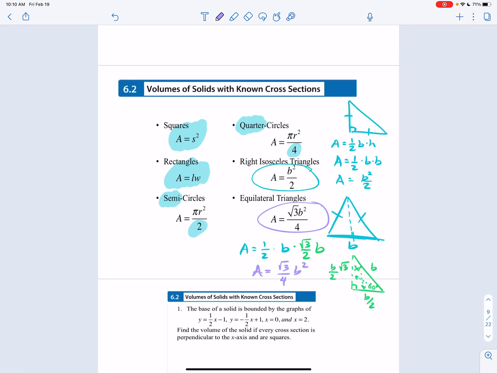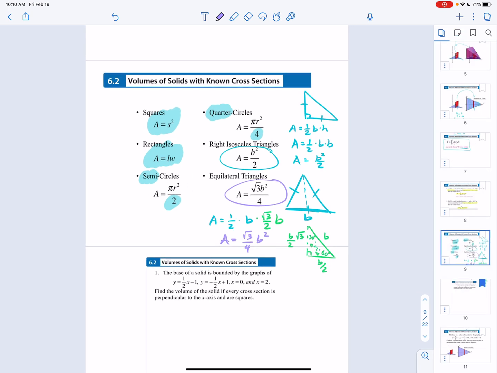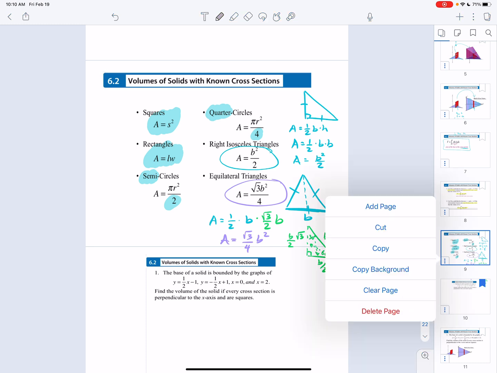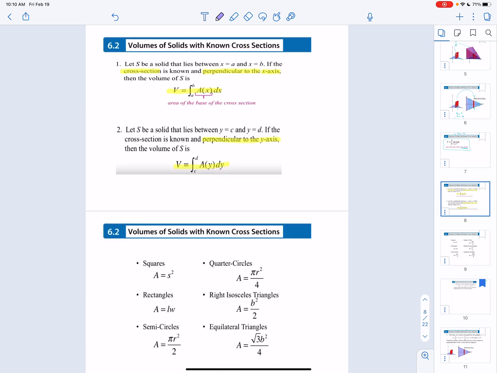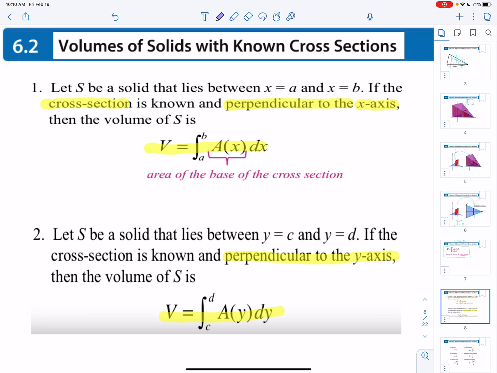Refer to it if you forget, but don't worry so much about the derivation of each formula here, okay? Just make sure you know it, all right? Okay, so some phrases that you want to remember, okay, before we actually do all the problems. They'll always mention that these cross sections are going to be perpendicular to either the x-axis or the y-axis. Very easy to remember. So if they state that it's perpendicular to the x-axis, you integrate with x. Very straightforward. If it's perpendicular to the y-axis, it's with respect to y. All right? So here we go.